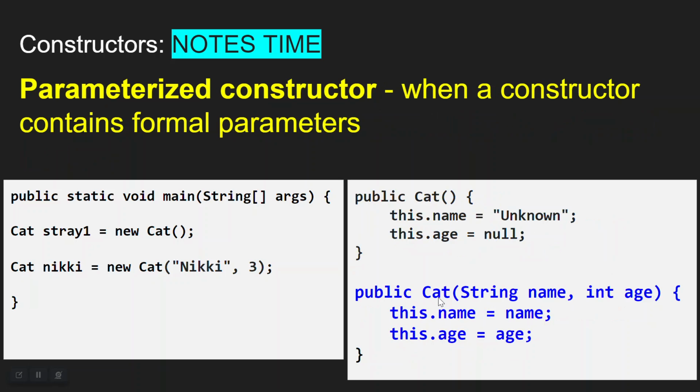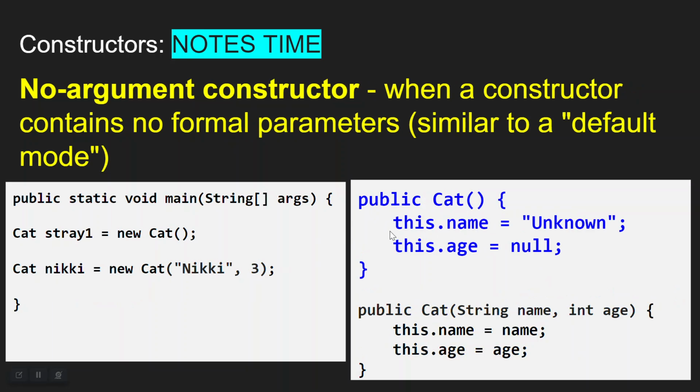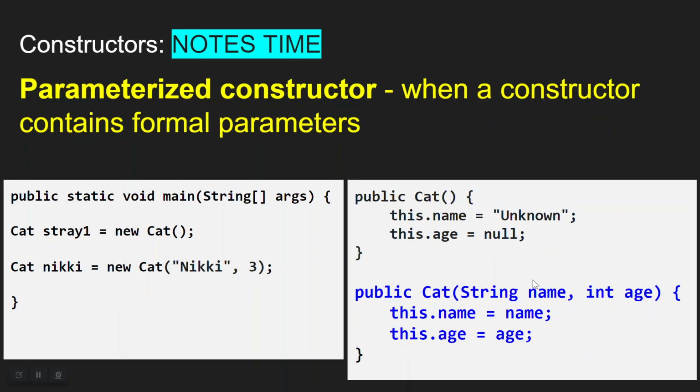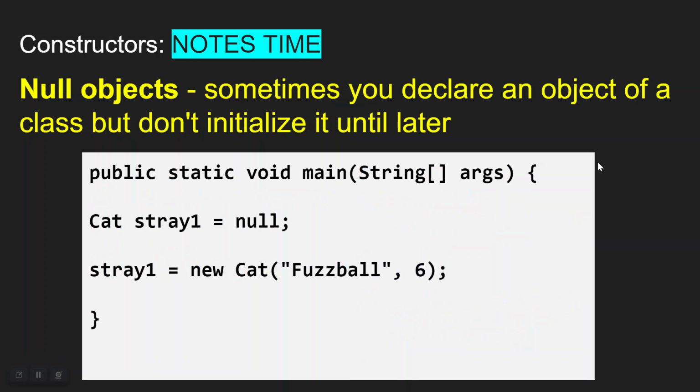And then down here, this is called a parameterized constructor. That's when a constructor contains formal parameters. So when you have an overloaded constructor, the one that has nothing in it is your no argument constructor. The one that has the information in it is your parameterized constructor. And finally, we're going to look at what is called a null object. So sometimes you declare an object of a class, but you don't actually initialize it until later. So right here you see Cat stray1 equals null.